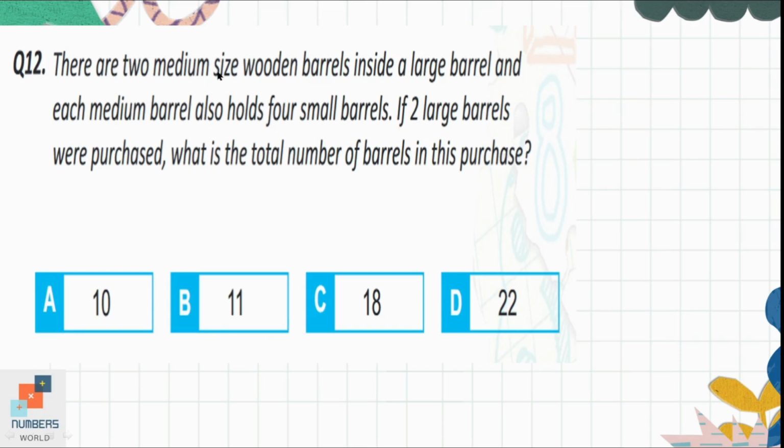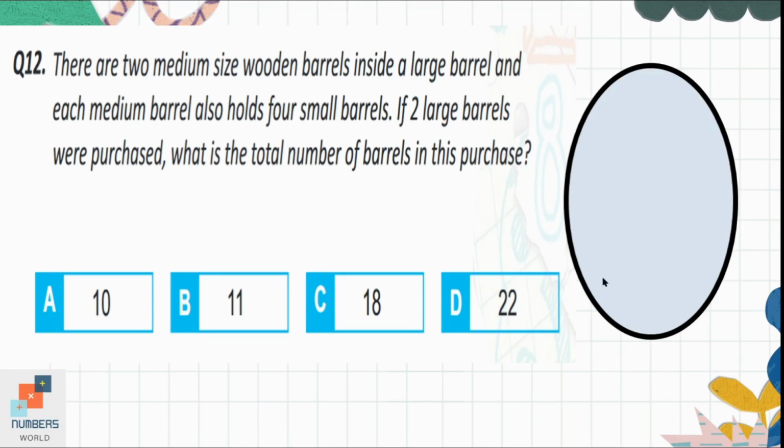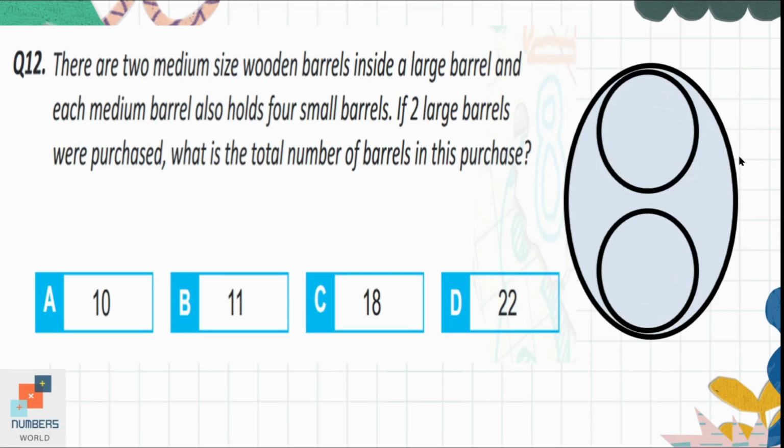Question number 12, there are 2 medium-sized wooden barrels inside a large barrel, and each medium barrel also holds 4 small barrels. If 2 large barrels were purchased, what is the total number of barrels in this purchase? So let's solve it step by step. There are 2 medium-sized wooden barrels inside a large barrel. Let's suppose this is the shape of the large barrel. So let me draw 2 medium-sized barrels in it. Each medium-sized barrel holds 4 small barrels. So let's make 4 small barrels in each medium-sized barrel.